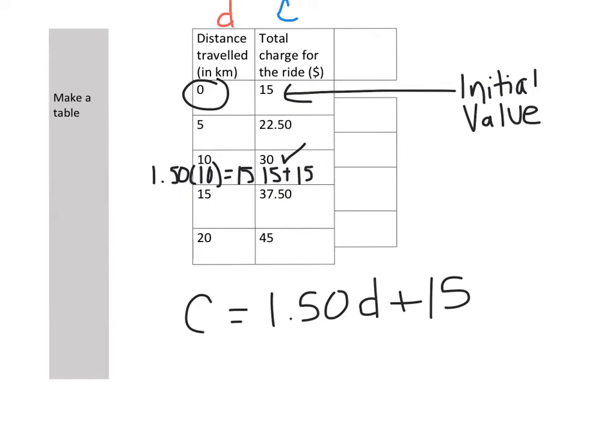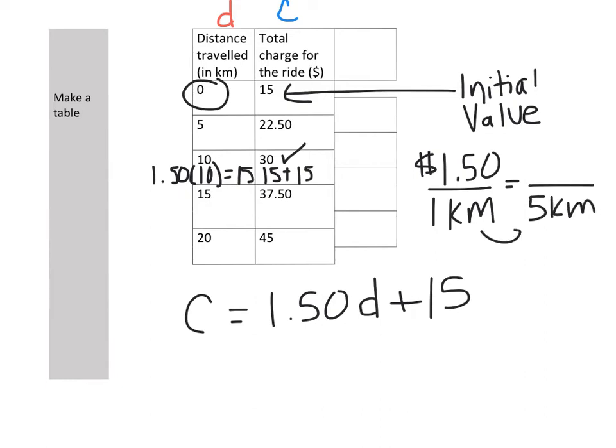The rate of change we discussed on the previous slide is $1.50 per kilometer. If the rate of change is $1.50 for 1 kilometer, we want to know how much it is going to cost for 5 kilometers of travel. So we're just going to take $1.50 and multiply it by 5 to figure out how much we need to add for each additional 5 kilometers that we travel. And $1.50 times 5 gives us $7.50 for 5 kilometers.